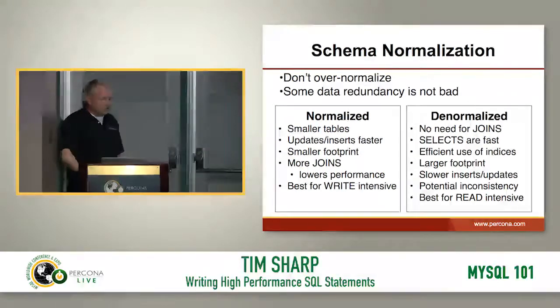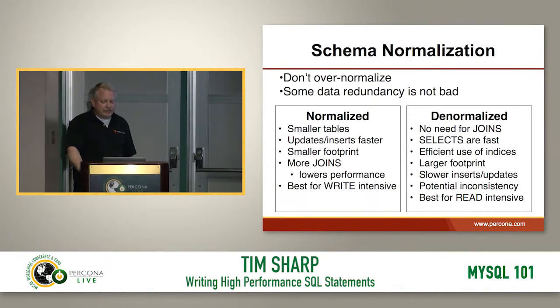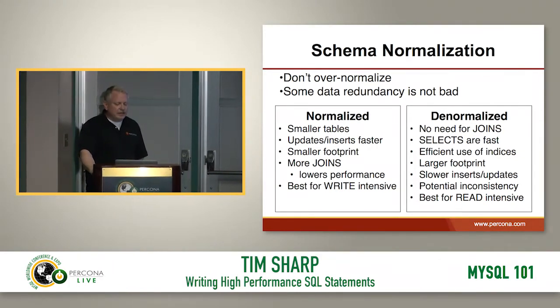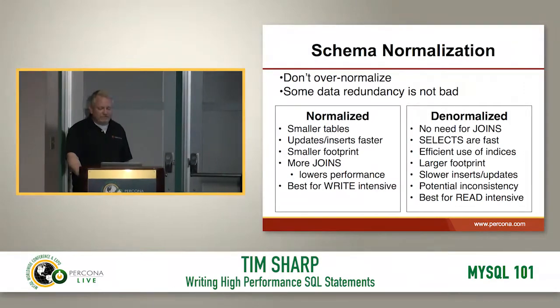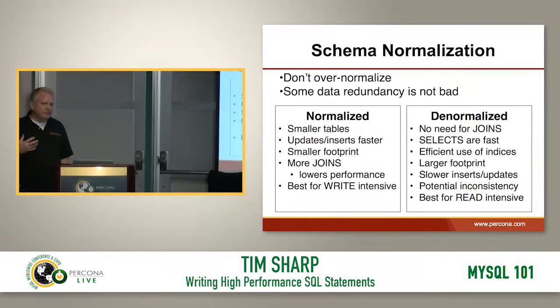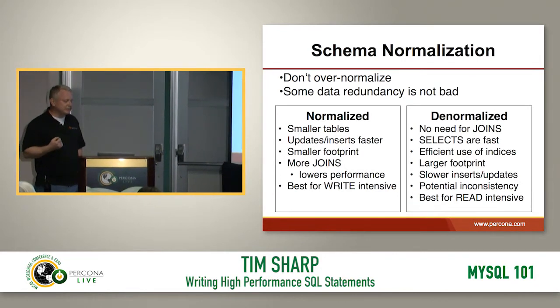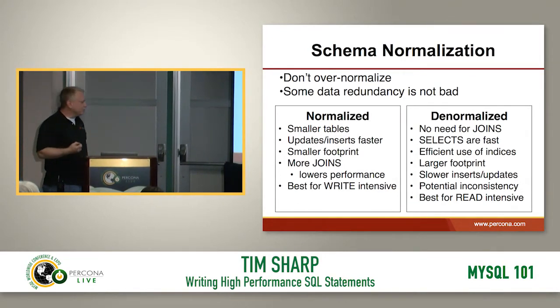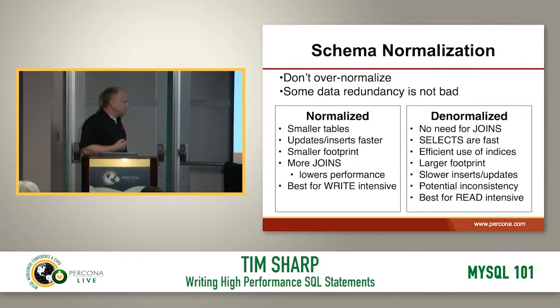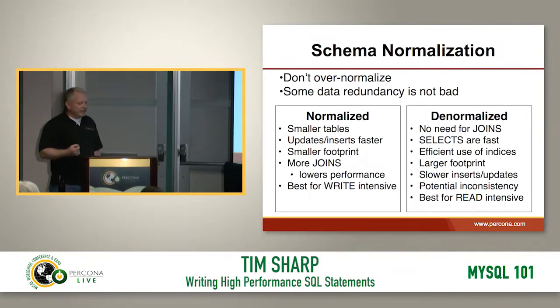Another issue is you don't need to overly normalize your database schema. Some data redundancy is actually not bad. A normalized database is going to give you smaller tables. Your inserts are going to be faster. You're going to have a smaller footprint, but you're also going to have a lot more joins, which are going to add complexity and will lower your performance. A normalized database is best for write-intensive applications.